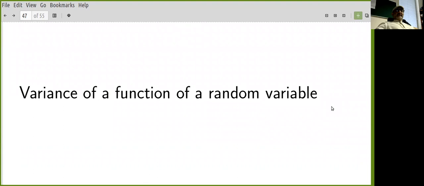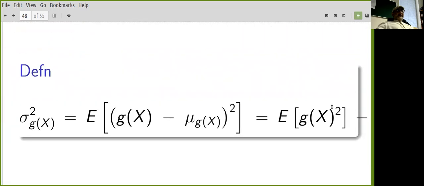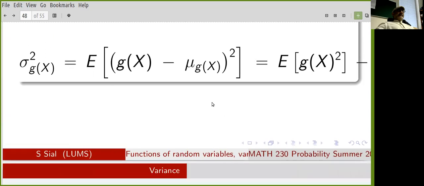So just as we had the idea of an expectation of a random variable, we have the idea of the variance of a random variable. The variance of g of x is the expectation of g of x minus the expectation of g of x, quantity squared. And that's the same as the expectation of g of x squared minus the expectation of g of x, squared.